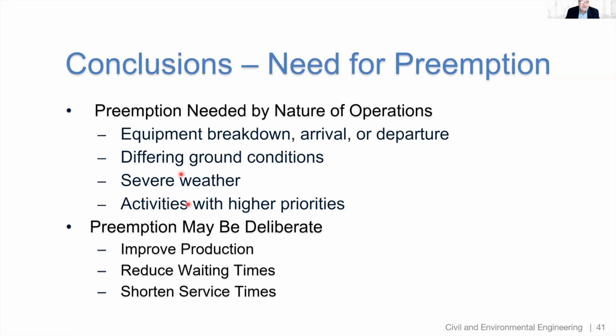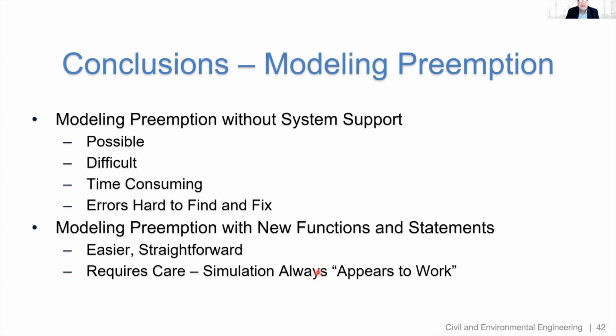So these are some of the conclusions that we need to summarize here. Preemption may be needed by the nature of operations. That is, we have to have them no matter what. Equipment breakdown, arrivals, departures, different ground conditions, severe weather, or activities with higher priorities are all examples. That's the nature of operations. We have to have preemption. But in addition to that, we may have preemption that is deliberate in order to improve production, as is the case for the wheelbarrows, or to reduce waiting times and service times, as is the case for the barges and the cranes.